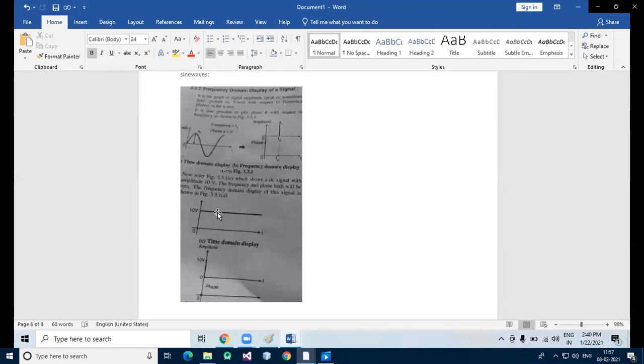And so here, frequency spectrum. The frequency domain description of a signal is called the frequency spectrum. A square wave is made up of a fundamental and odd harmonics: third, fifth, seventh, and so on.